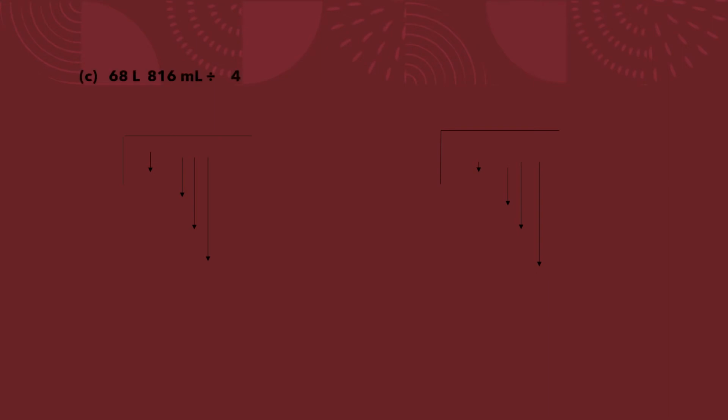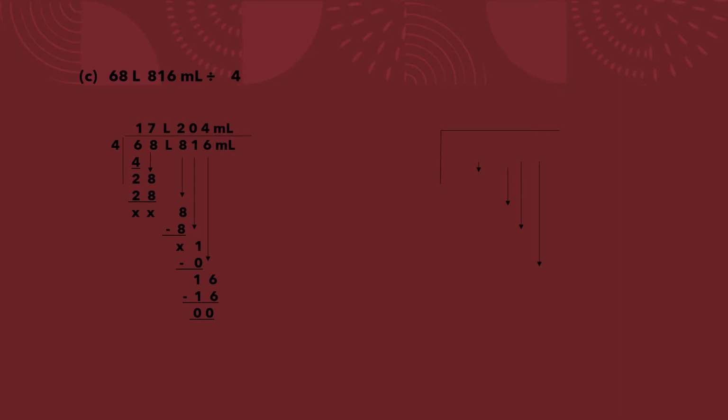Now see the C part, children. 68 liters 816 milliliters divided by 4. Now see the first number, it is bigger than the divisor, so it can easily be divisible. So 4 ones are 4, 4 twos are 8. Now 8 is bigger than 6, so it will go only one time. So 4 ones are 4. Then 6 minus 4 is 2.